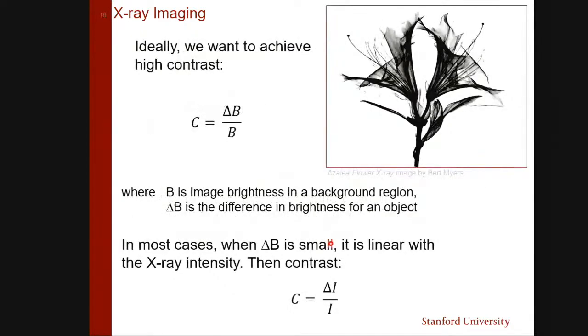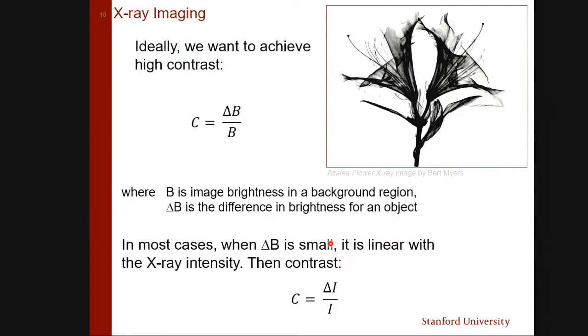So the first thing we would like to see from our instrument is a high contrast ratio. So when you put something into the X-rays, you want to see that image. So it means you have to have a contrast. And the contrast would be defined as the difference in brightness of an object versus the background. And if this difference in brightness is not great, then you can relate that directly to the intensity difference of your X-rays.